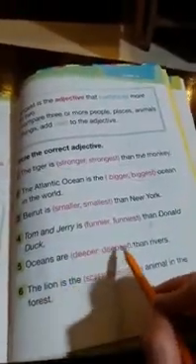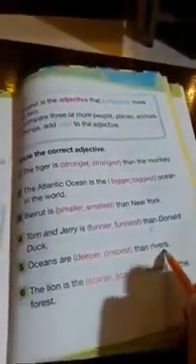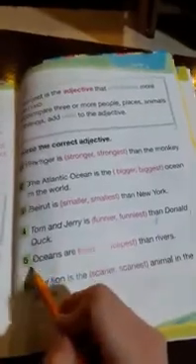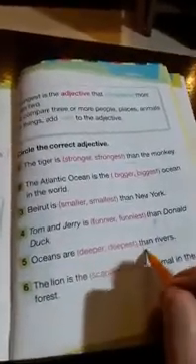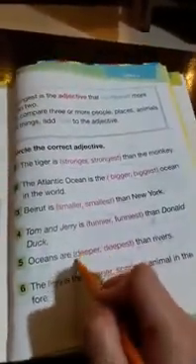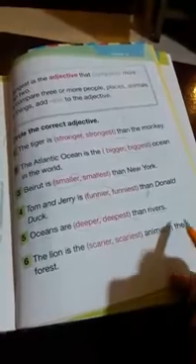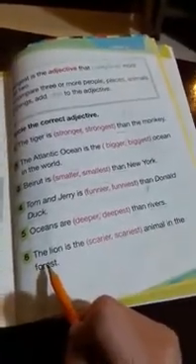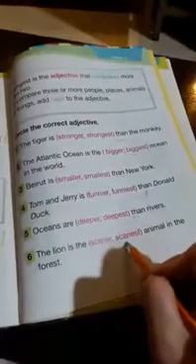Oceans are deeper or deepest than rivers. We have two nouns and we have the word than. So what do we circle? Deeper. The lion is the scarier or scariest animal in the forest. In all the forest. And do we have than? No. So which one do we use? Scariest. Okay, thank you.